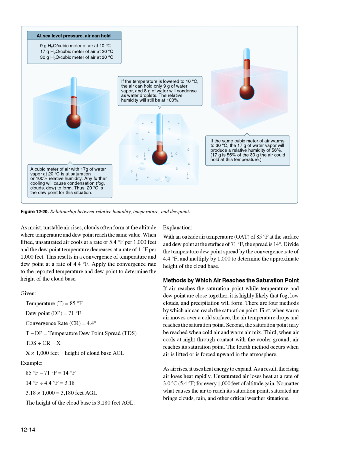As air rises, it uses heat energy to expand. As a result, the rising air loses heat rapidly. Unsaturated air loses heat at a rate of 3.0 degrees Celsius, 5.4 degrees Fahrenheit, for every 1,000 feet of altitude gain. No matter what causes the air to reach its saturation point, saturated air brings clouds, rain, and other critical weather situations.